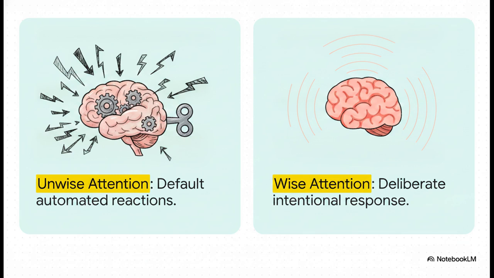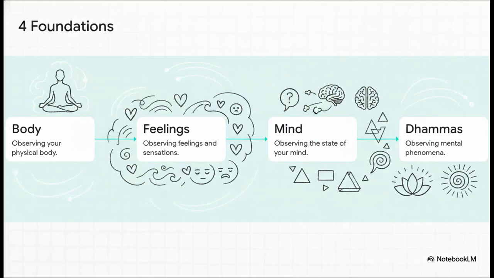Unwise attention is what happens when we leave our minds on default settings. You know the feeling: automatically reacting to notifications, getting completely swept away by emotions, and just engaging in careless thinking. Wise attention, on the other hand, is deliberate. It's pausing, observing, and focusing your mental processing power on what actually matters. It's the conscious shift from an automated reaction to a programmed intentional response. Let's move on and see how this builds into an actual methodology.